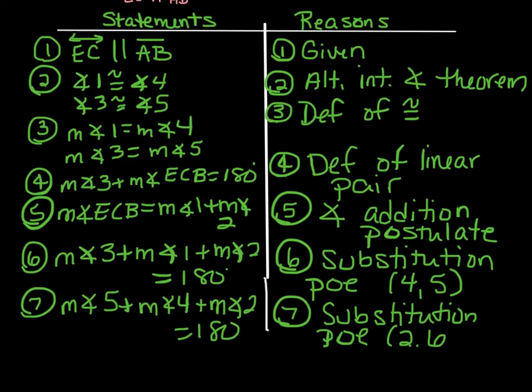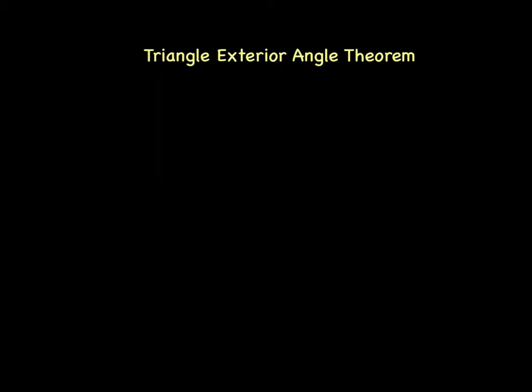Okay, so now we've proved what we've always known, that the sum of the angles in a triangle is equal to 180. You're probably saying by now, why is this important? Well, it's important because we're going to use it in our next proof. So now that we've talked about the triangle angle sum theorem that says that the measure of the angles in a triangle all add up to 180 degrees, now we're going to talk about the triangle exterior angle theorem.